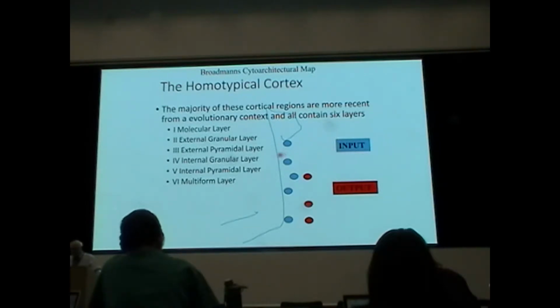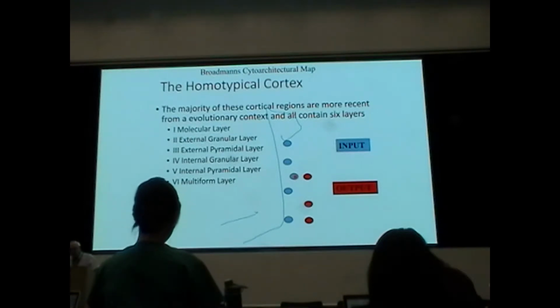So this should be up here. This is an input area, the molecular layer. The next one should be here, the external granular layer. The next one here should be in relationship to the external pyramidal layer here. The next one here should be the internal pyramidal layer.